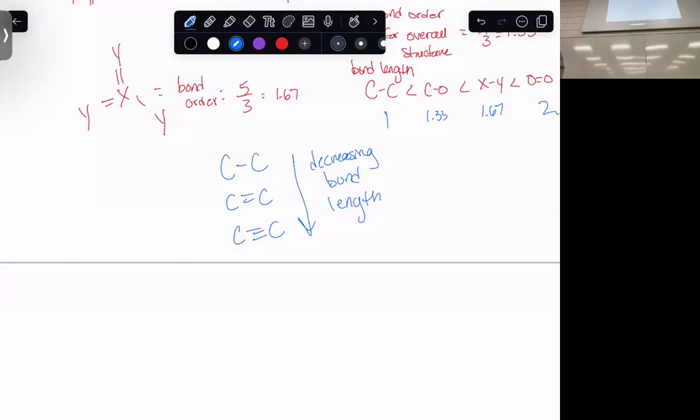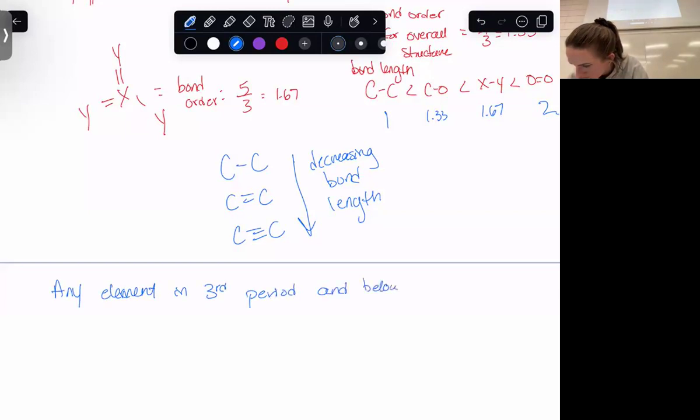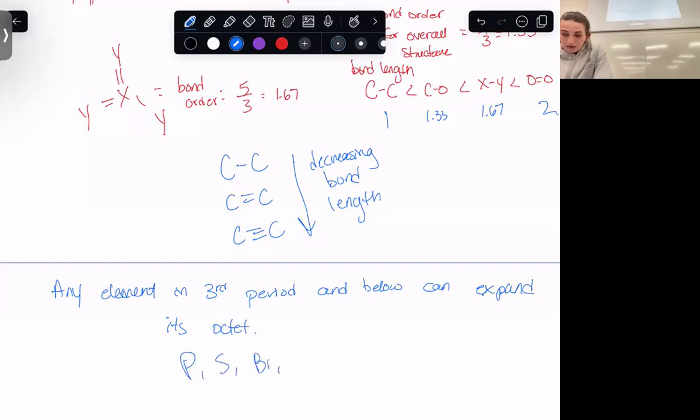When does it deviate from the octet? Third row or third period and higher. Any element in the third period and below can expand its octet. So carbon cannot expand its octet. It can only ever have 8, but phosphorus, sulfur, bromine, chlorine, iodine, all of those can expand their octet. Selenium is a good one that we see a lot.